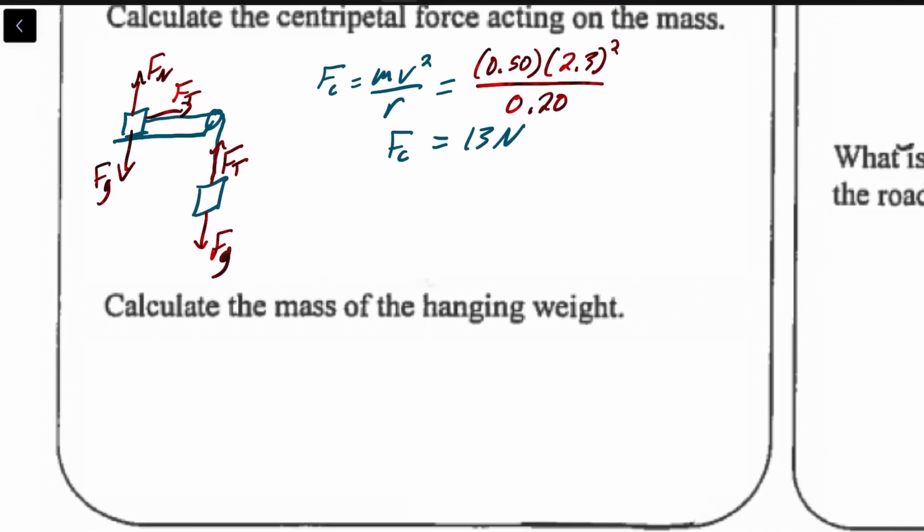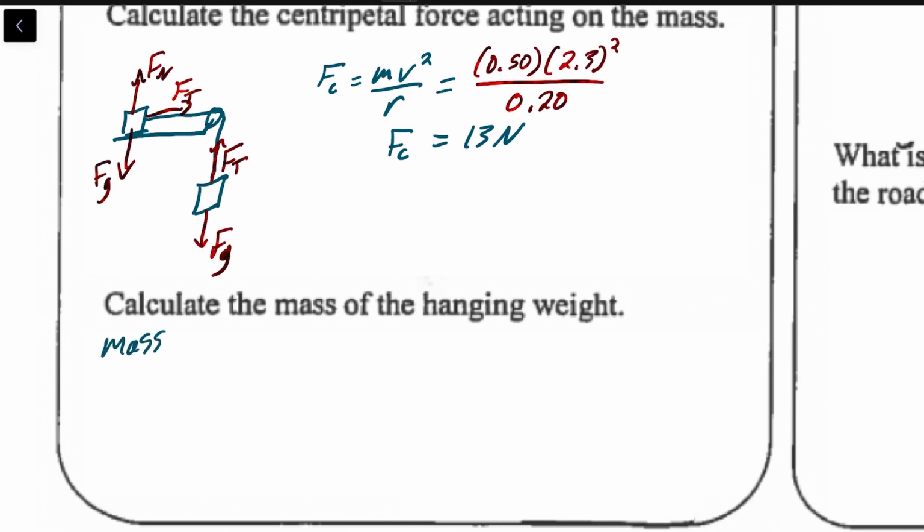So in this situation here, we want to calculate the mass of the hanging weight. What is the mass of this object here? We know force centripetal in the system is equal to force tension, because it's the force tension that's causing the centripetal force. Now, if you just take this portion of the diagram, you'll also see that there's only two forces acting on this mass, and because the mass is not moving up or down, it's in equilibrium, so force tension has to be equal to force gravity.